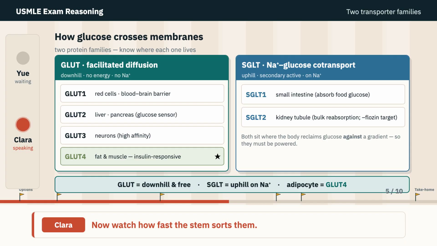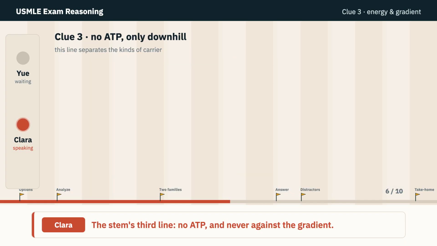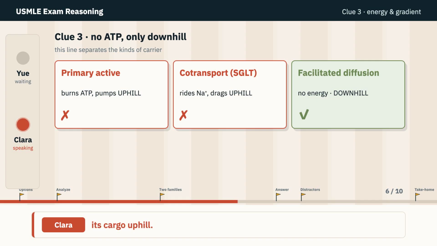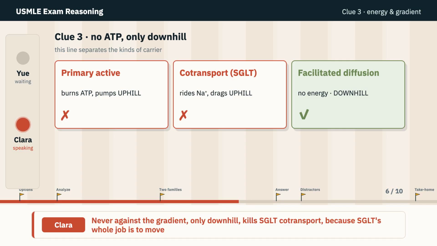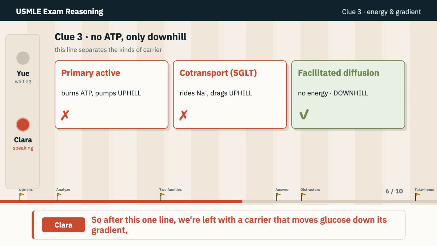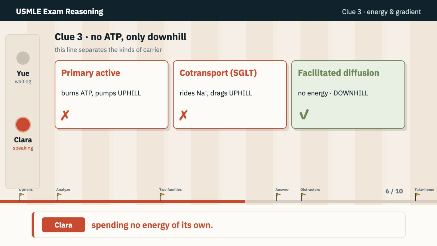Now watch how fast the stem sorts them. The stem's third line, no ATP, and never against the gradient. Two facts, and they knock out two different things. Don't blur them together. Which one kills which? No ATP kills the pump, primary active transport, because the pump directly hydrolyzes ATP to force its cargo uphill. Never against the gradient, only downhill, kills SGLT cotransport, because SGLT's whole job is to move glucose uphill. So after this one line, we're left with a carrier that moves glucose down its gradient, spending no energy of its own. On the map, that is exactly one family.